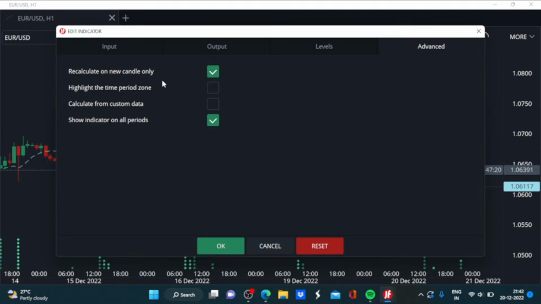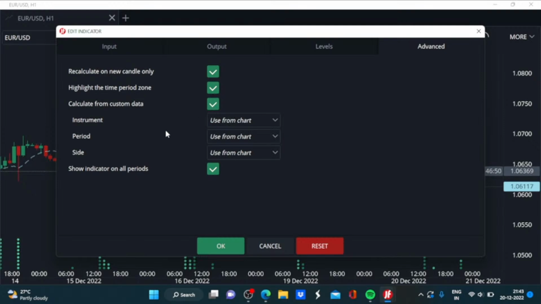Else, whatever is your applied price, if it keeps fluctuating, then the indicator's output will also keep fluctuating, and with that you will have to deal with the changing output value. So you can eliminate that possibility simply by using this recalculate on new candle only. Highlight the time period zone. Whatever is your calculation period can also be highlighted by using this highlight time period zone option.